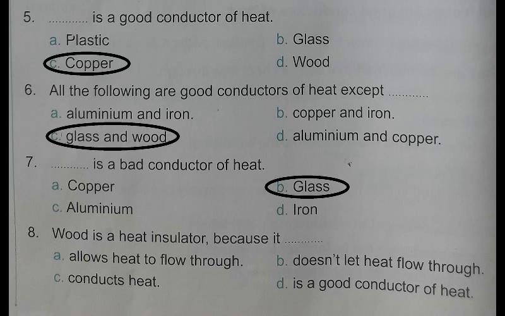Let's look for the answers. Number A. Allows heat to flow through. No. B. Doesn't let heat flow through. Yes. Number C. Conducts heat. No. D. Is a good conductor of heat. No. The right answer is B. Wood is a heat insulator because it doesn't let heat flow through.